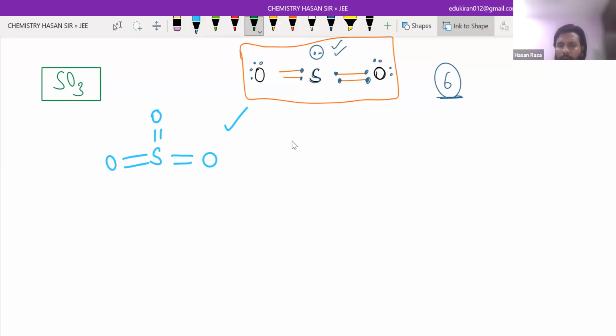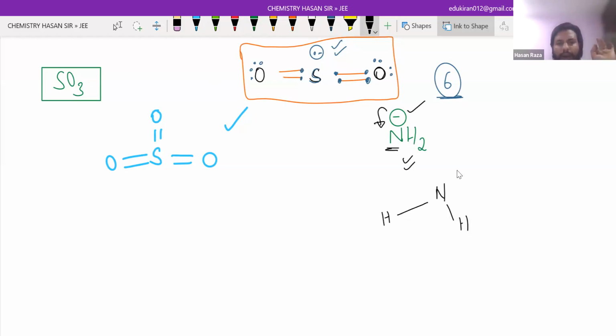Are you getting my point? Now see, if you have a compound like NH2 negative, whenever a negative charge is there, look for the oxygen. If oxygen is not there, that means this negative charge is on the central atom. The central atom is nitrogen. I'm going to draw the nitrogen here, and then you can see hydrogen is also there. Hydrogen has only 1 electron, so hydrogen will make a single bond, and it will have a negative charge. Are you getting my point?